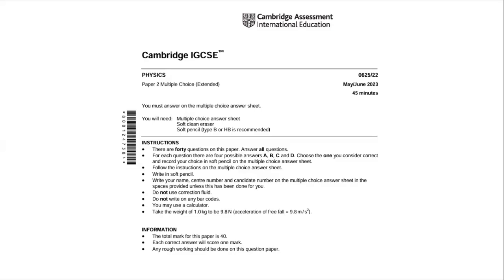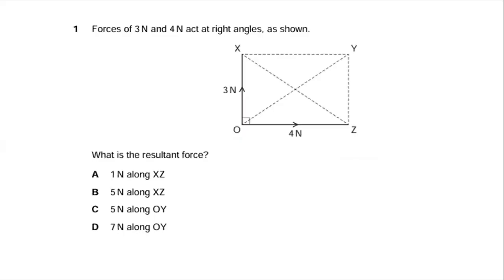We are going to talk about Cambridge IGCSE Physics Paper 2 MCQ, 2023 May June. We'll see the first question. Forces of 3 Newton and 4 Newton act at right angles as shown. So what is the resultant force?